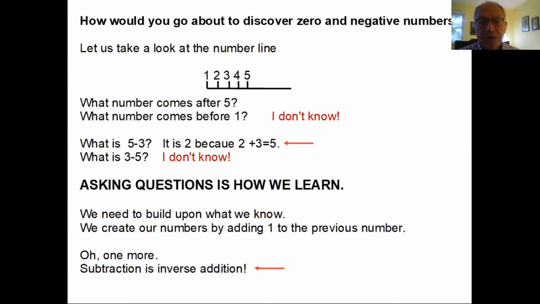Oh, I'm a kindergarten student. Nobody ever told me. I don't know. What is 5 minus 3? Well, that's 2. I know that because 2 plus 3 is equal to 5. But what's 3 minus 5? I don't know that either.